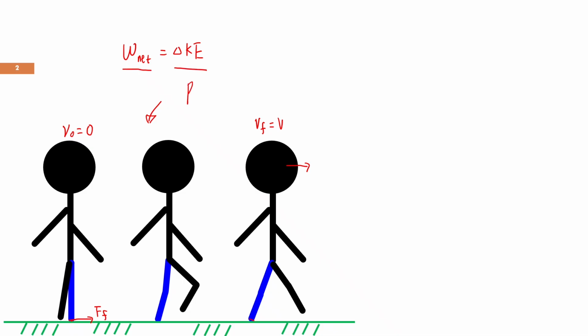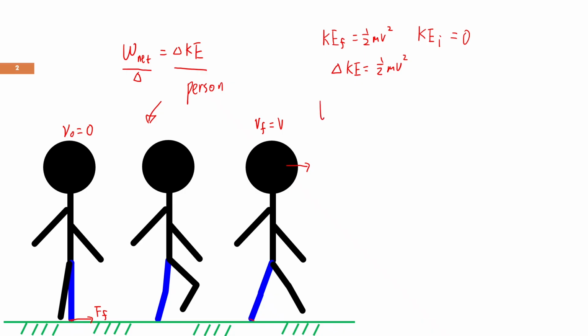If we consider the person as our system, the final kinetic energy of the person is half mv squared, and the initial kinetic energy of the person is 0. So the change of kinetic energy is half mv squared. Now, how about the net work done to the person?